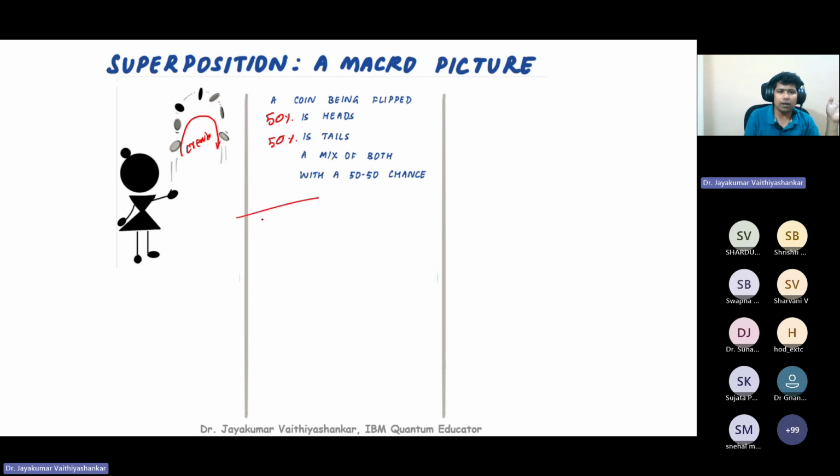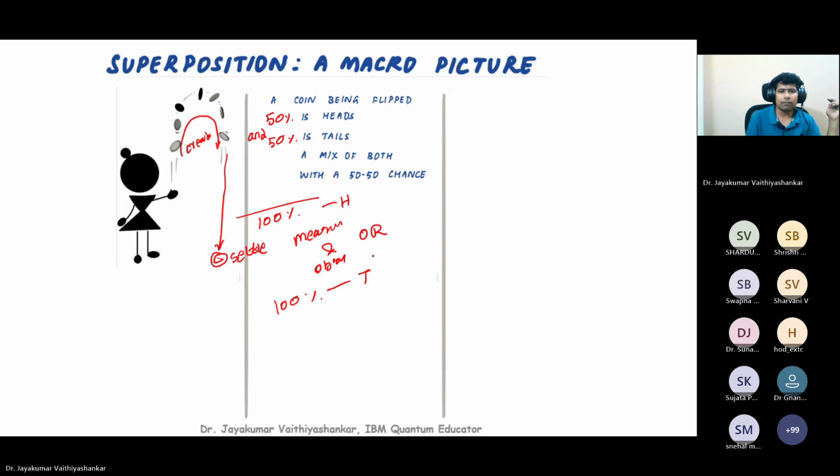Then you can say with 100%, allow the coin to freely fall. After some point of time, it will settle down. During that time, you do measurement and observation. During the superposition, it is AND logic, so both head and tail. But after measurement, you can see 100% of the time it is facing head or 100% of the time it is facing tail. So this is OR logic.